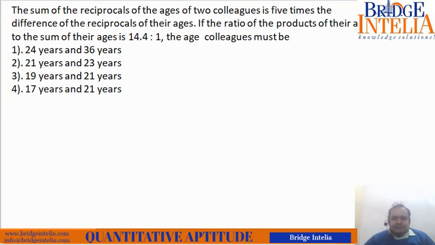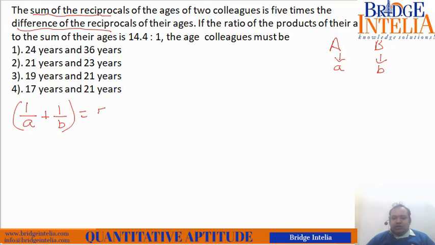Okay, let's see this one. The sum of the reciprocals of the ages of two colleagues is 5 times the difference of the reciprocals of their ages. So let these two colleagues be A and B and their ages be a and b. So what is being said? The sum of the reciprocals of their ages, 1 by a plus 1 by b, is equal to 5 times the difference of the reciprocals.